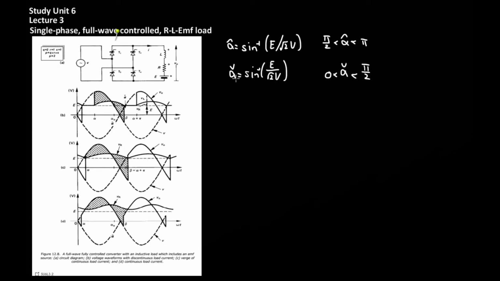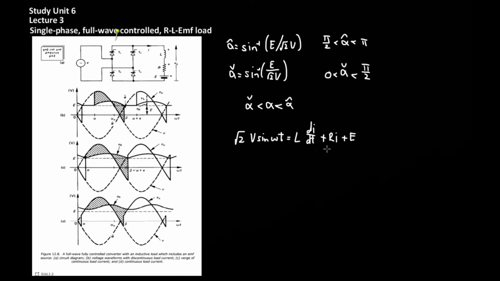The angle at which the thyristors will start to conduct is given by a similar expression, arc sine of E over root 2V, except now the range for alpha is slightly different, with alpha needing to be larger than 0 but less than pi over 2. In other words, this is this region over here where the input signal must first exceed the back EMF before any type of conduction can occur. If the delay angle alpha is between alpha max and alpha min, then the load current will always flow.